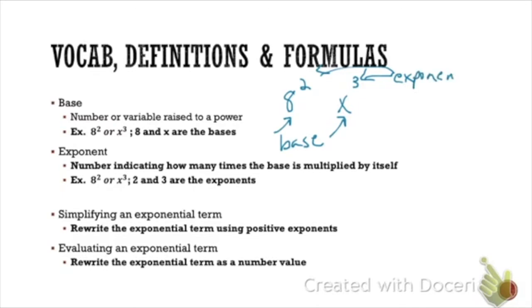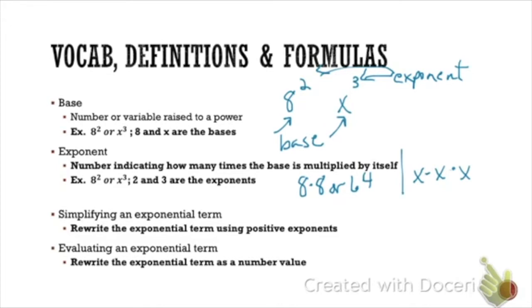And then we also use the word power. So 8 with the exponent of 2, or 8 squared, 8 to the second power, means 8 times 8, or 64. X to the third power means x times x times x. I mean, who wants to write that over and over? So we do a little shortcut where we use the exponent numbers.